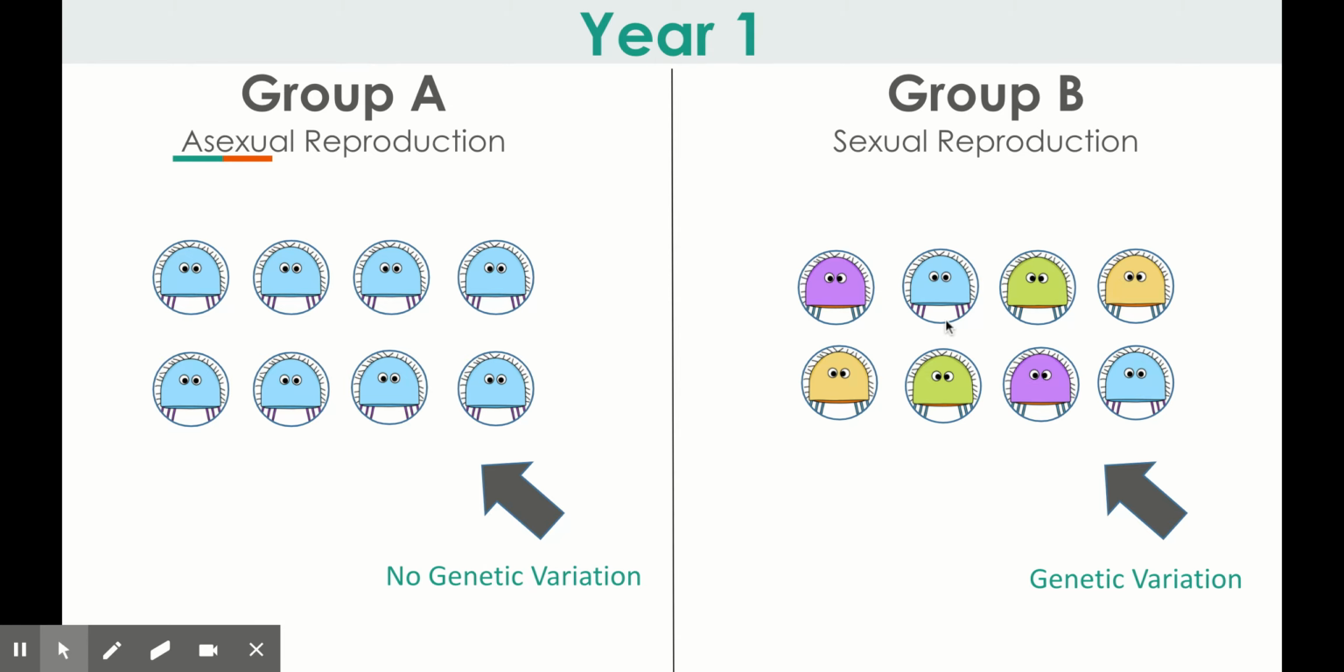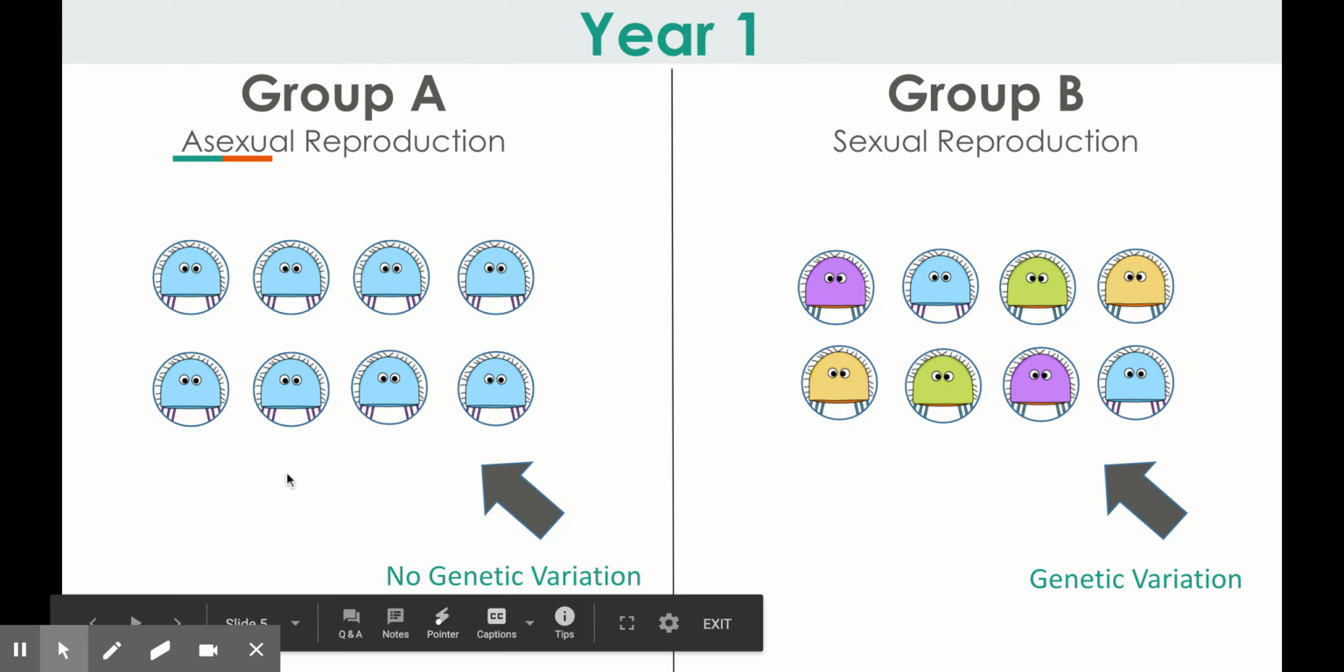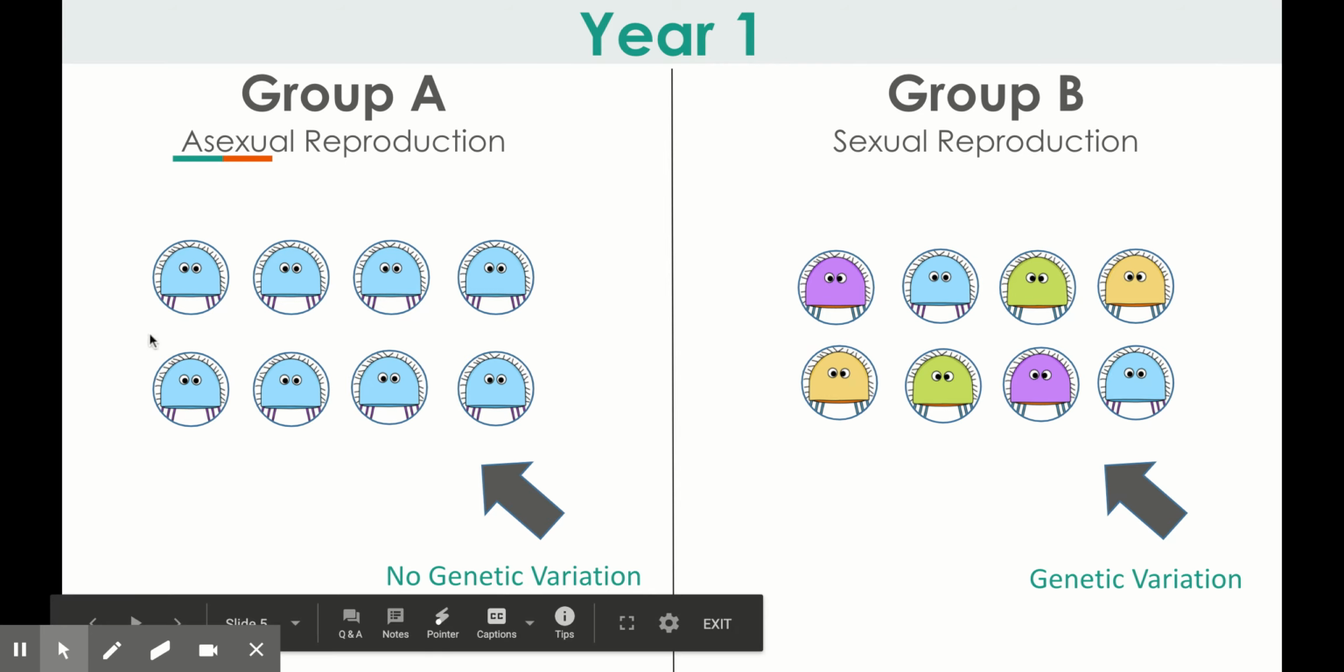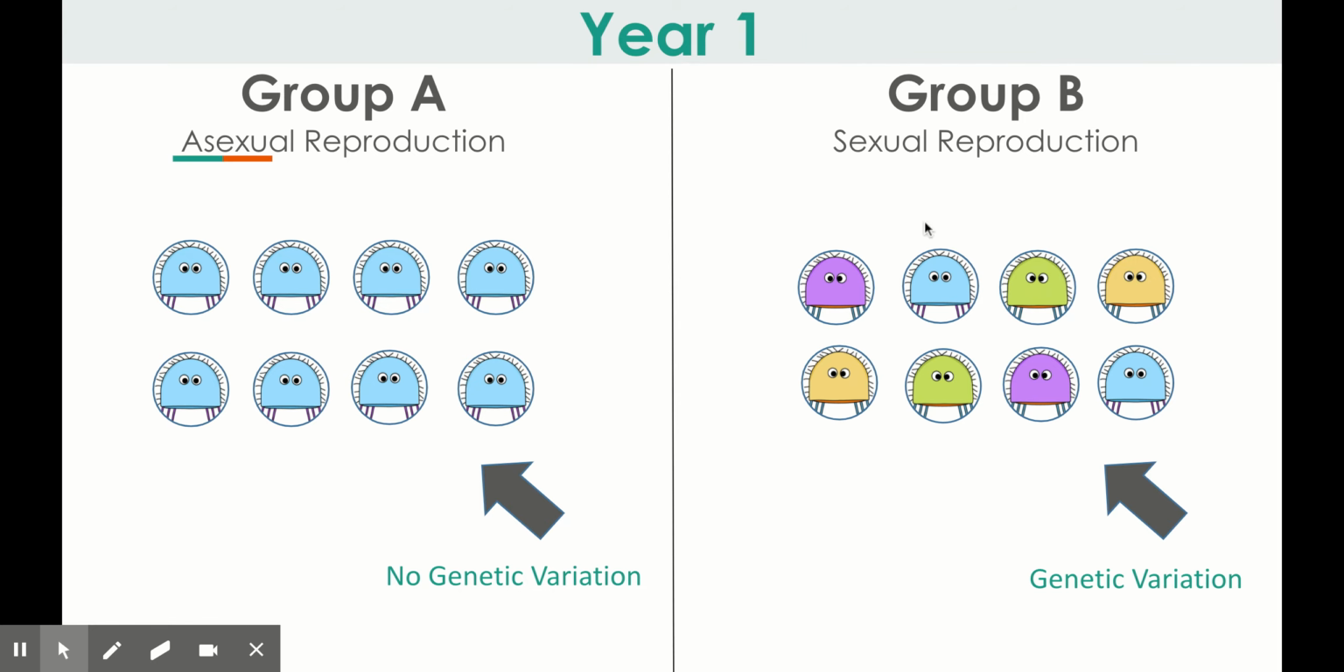So for the first year, you can see here is group A, asexual reproducing organisms. You can see that they're all the same color because they are genetically identical. Here's group B. This is the sexually reproducing group of organisms. And you can see that they're different colors because they have genetic variation and they are different from one another.